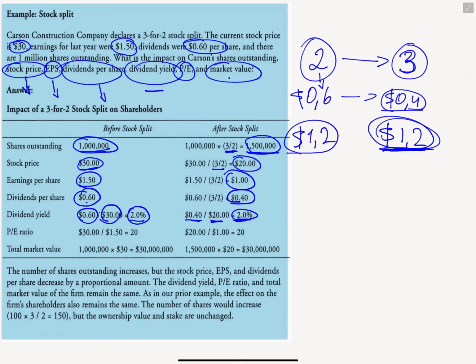Okay, it doesn't change. Price earning ratio: you have price, you have earning per share, it is 20. Your price has fallen, your earning per share has fallen, and your price earning ratio stays the same. Market value, of course, will stay the same, because stock dividend and stock split don't affect the value or the market value, because shares outstanding will increase, but the share price will fall.